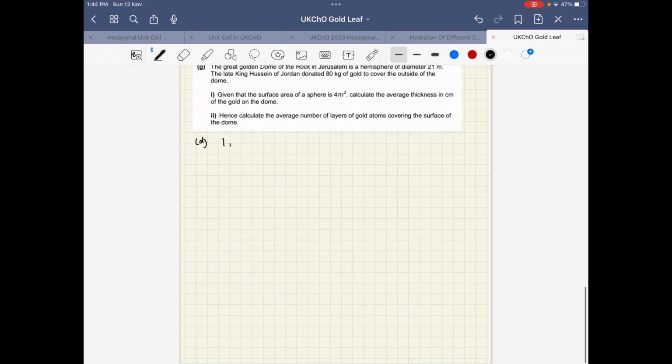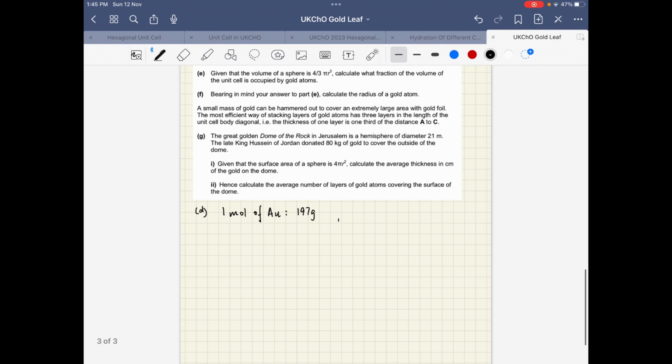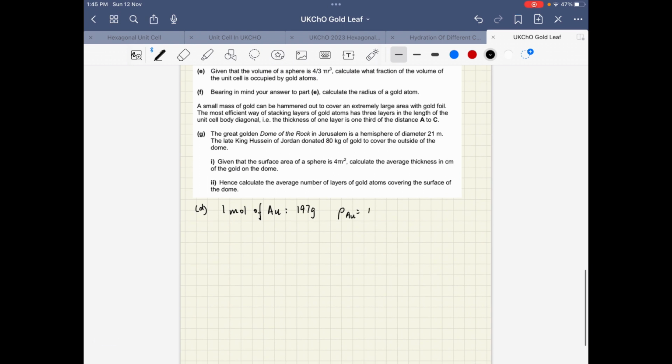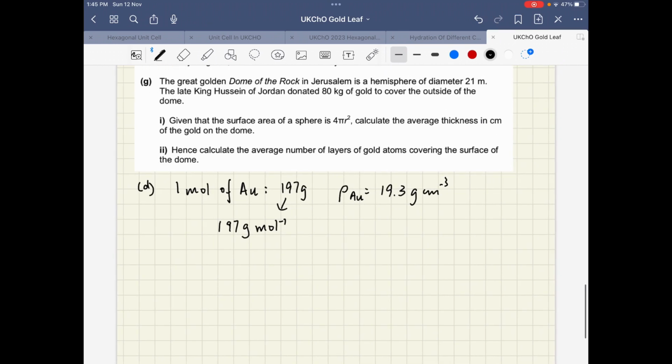okay, so I have 1 mole of gold, and that's 197 grams, and the density of Au, the density of gold, is 19.3 grams per cm cubed. So, and this actually can be written as 197 g per mole, because this is the molar mass.